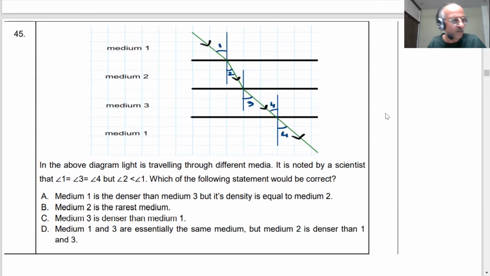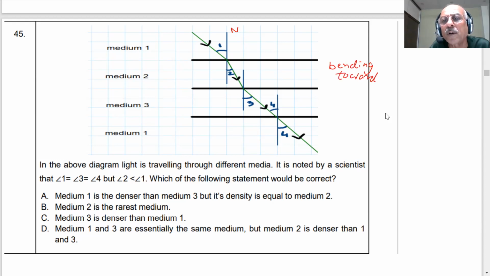Next question is coming, students. Here, what is happening? Medium 1. This is a light ray, the incident ray. This is making an angle 1. This is my normal, students. And you can see that refraction is taking place. Refraction. It is bending towards the normal.